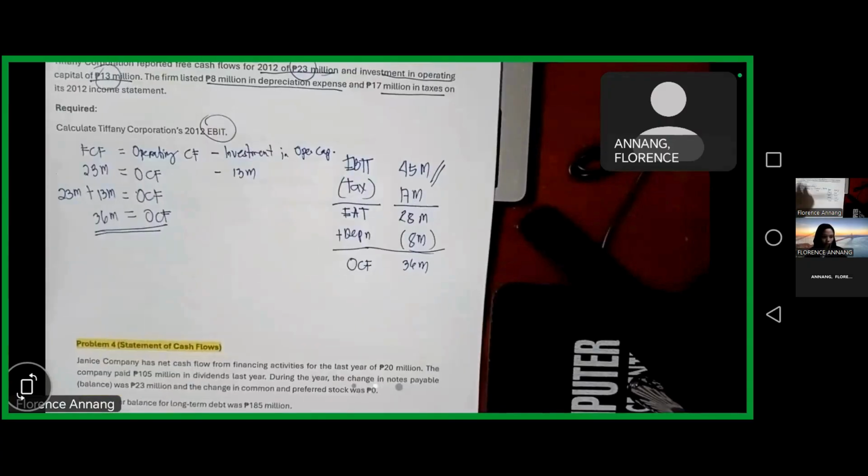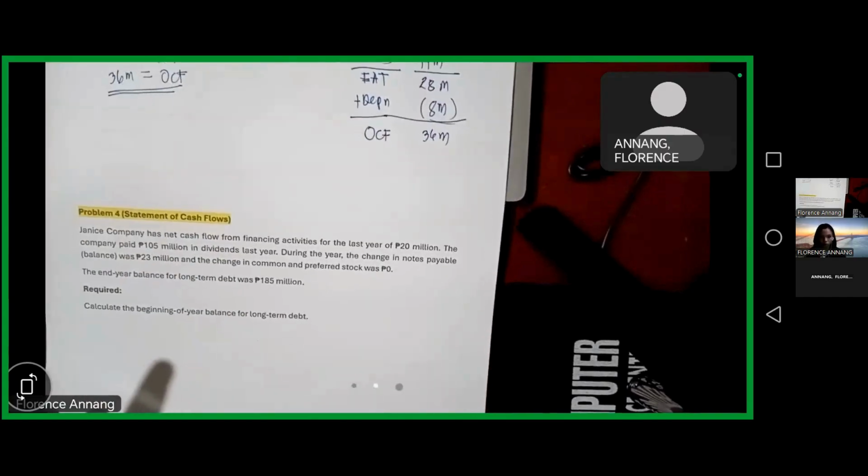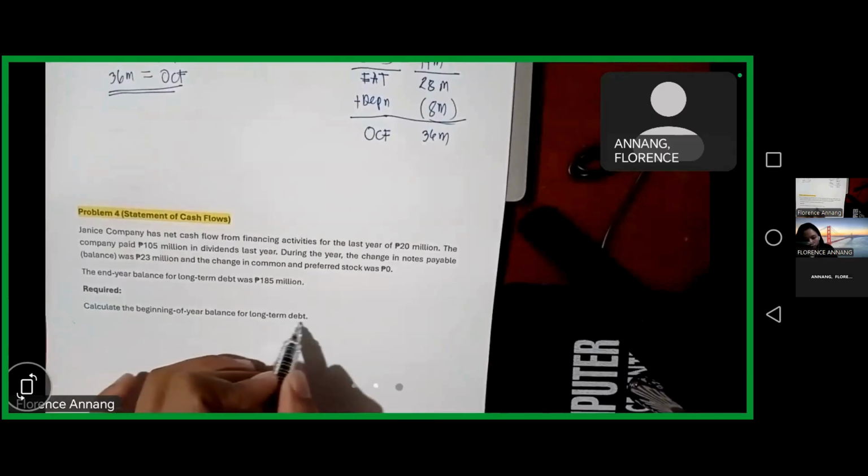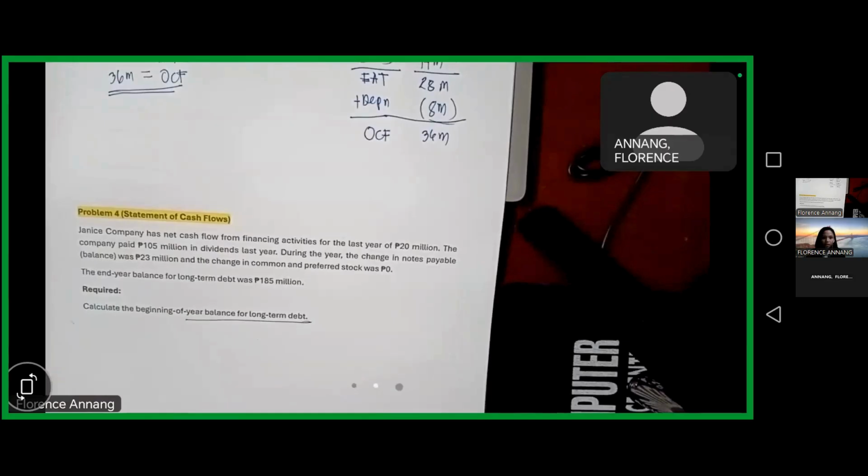Number 4. O ito, pinakamadaling problem. Calculate the beginning of the year balance for long-term debt. Janice's company has net cash flow from financing activities for the last year of 20 million. The company paid 105 million in dividends last year. During the year, the change in notes payable balance was 23 million and the change in common and preferred stock was 0. The end year balance for long-term debt was 185 million. So how much is the beginning of year balance for long-term debt?